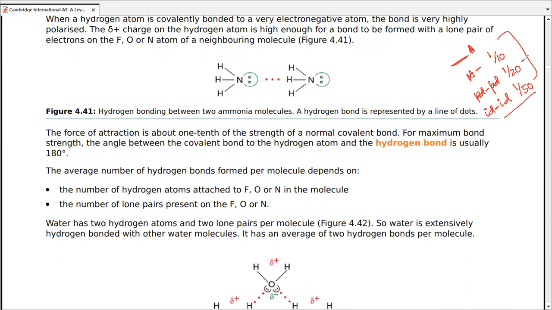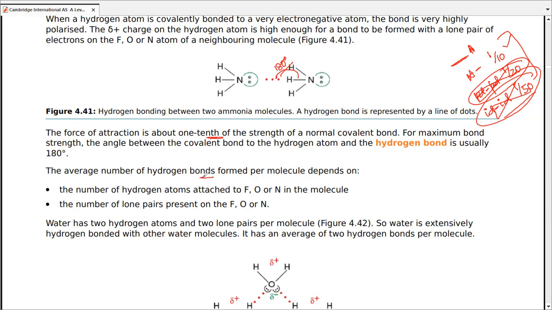Do not write any of these values since they're not a part of your book. Only this value has been given in your book. So you can only quote this one since it's safe to write in the exams. All right? It's given over here. For maximum bond strength, the angle between the covalent bond to the hydrogen atom and the hydrogen bond is usually 180 degrees. So this one and this one is 180 degrees, since that way it can be easily balanced.